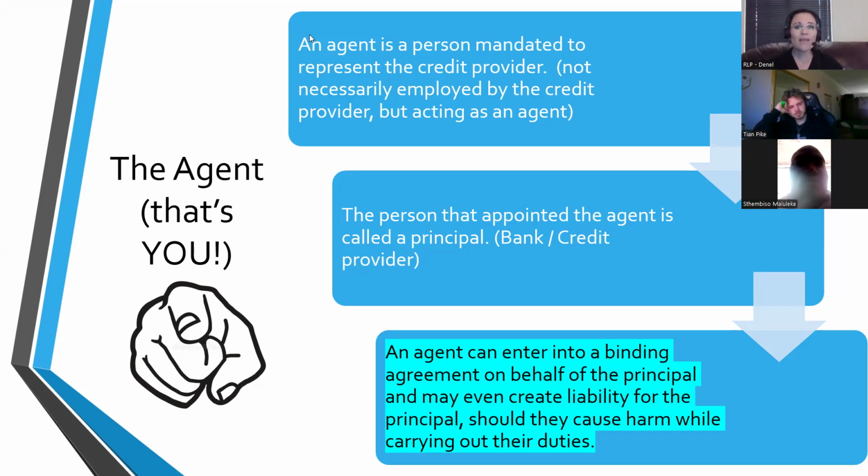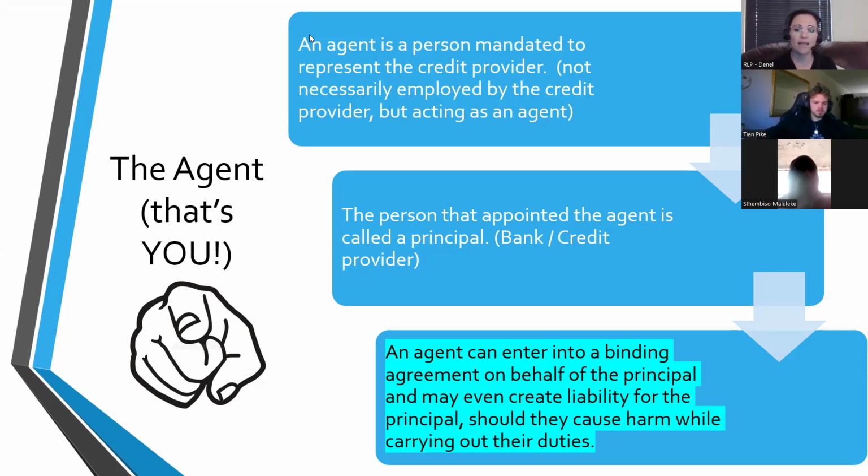And they can even create liability for the bank, or for the credit provider, or for the principal if they cause any harm while carrying out their duties. What they're referring to here is the finance and insurance manager signs the contract. Afterwards, they get paid for the transaction and they are done. But now the liability lies with the credit provider to make sure that they still get their money back from the consumer, right? The credit that they extended.